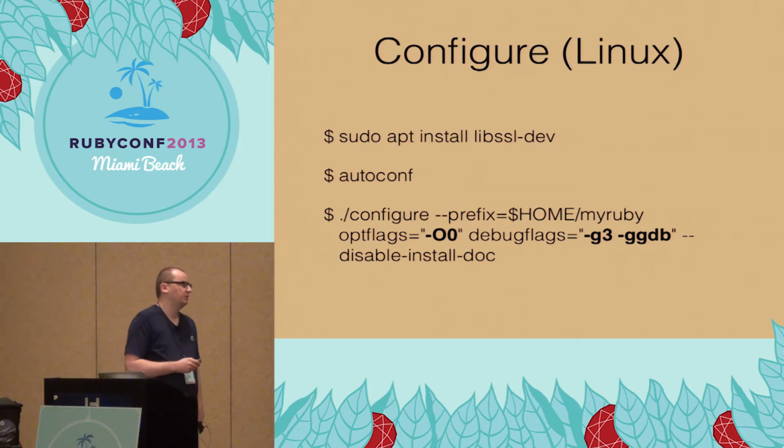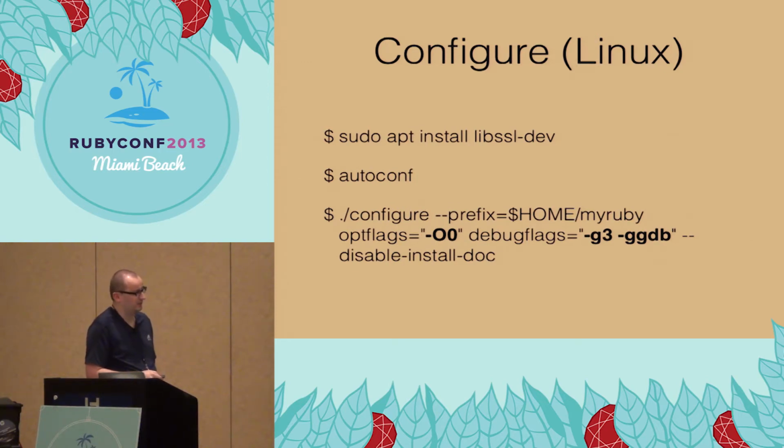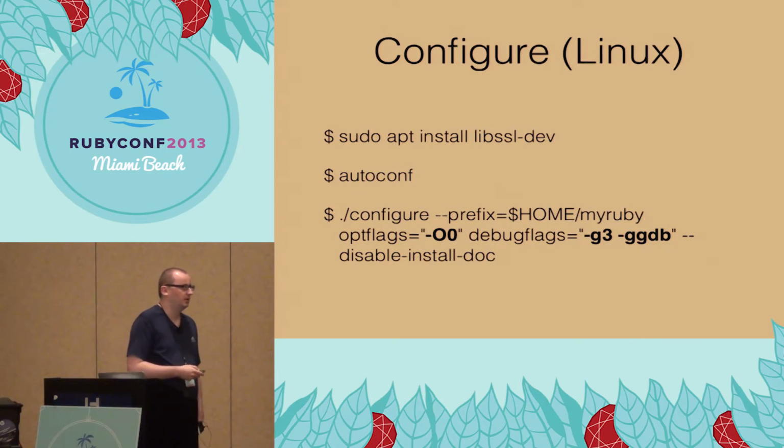If you are running on Linux, it's slightly different, but only a little bit. Instead of using brew, you can use aptitude to install SSL, auto-configure it, and the flags are almost exactly the same except for the debugger, because on Mac we use LLDB, and on Linux you use GDB. So that's the only difference, really.